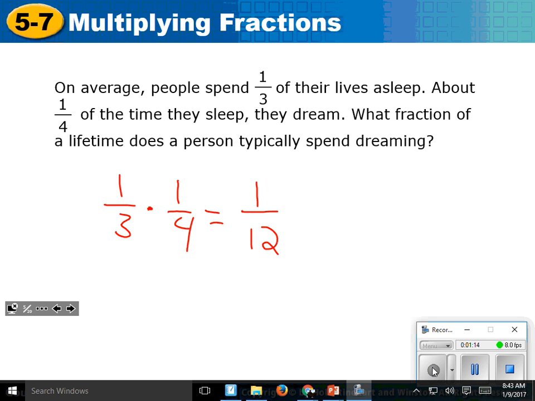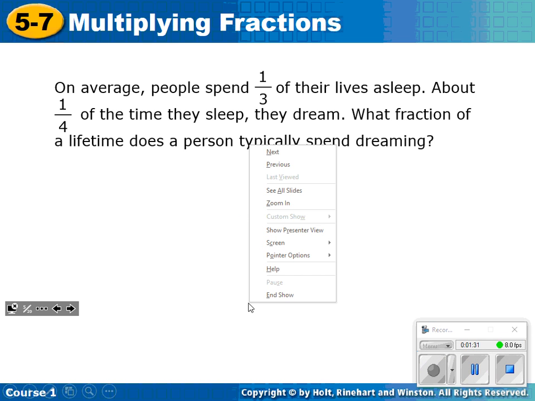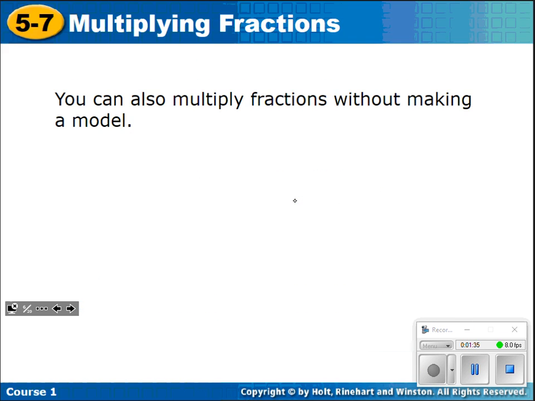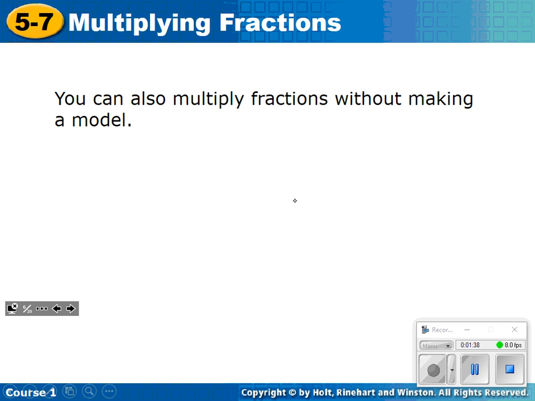There is one other little trick to it, and I'll get into it in a little bit. But ultimately, when you are all done, all you do is multiply the tops, the numerators, and the bottoms, the denominators. That's all you do. And then look to see if you can reduce. We don't need to do that.